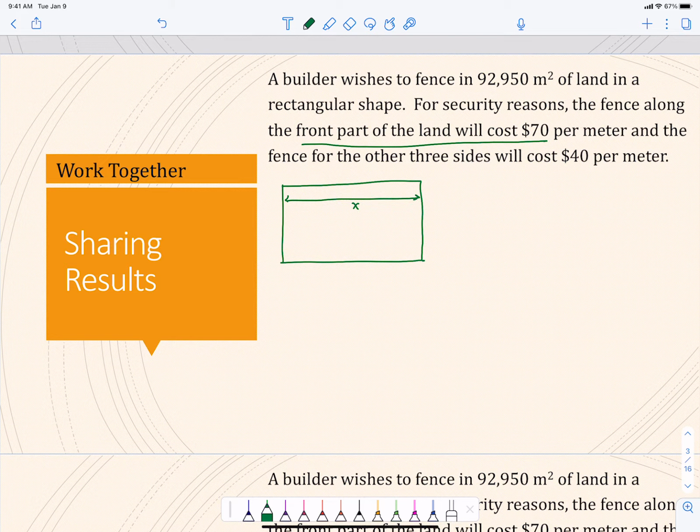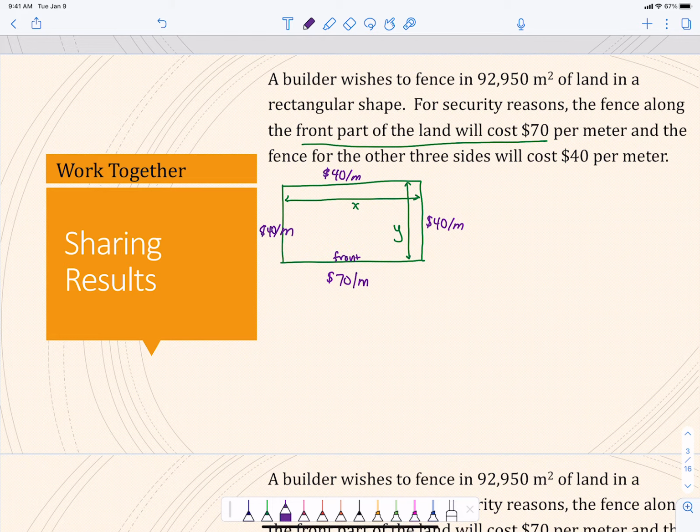The length of the side there is X. You could call it length if you want. And then our width is going to be Y. I also like to put on here that the front side is going to be $70 per meter, and then our sides are $40 per meter. So is the back, and so is this other side here.